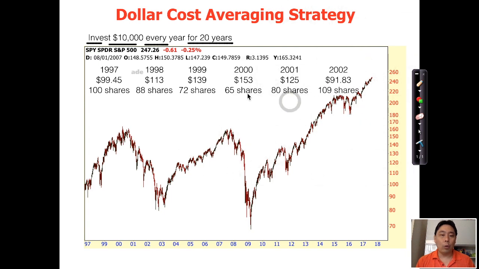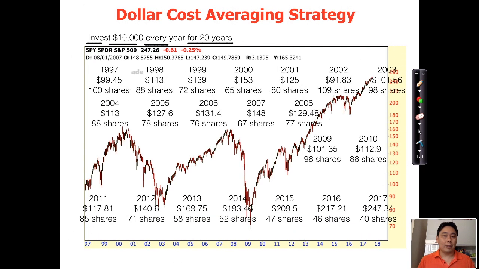Okay? In 2002, it drops all the way to $91, even below where you started in 1997. But again, having the discipline to invest $10,000, you buy 109 shares. And you keep repeating this process, right? Every single year you do this, right?